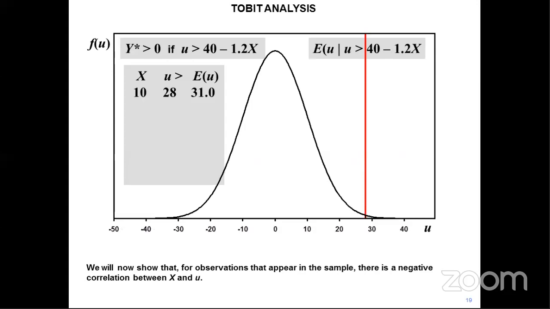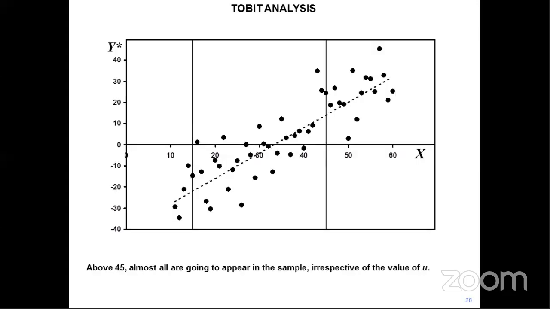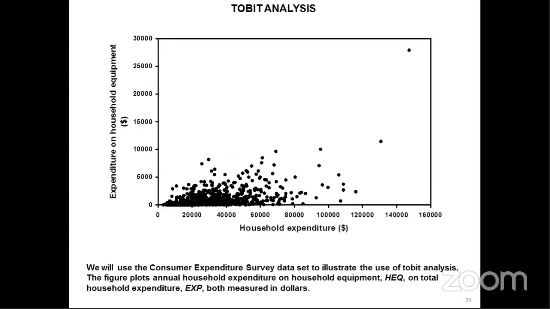The same is shown diagrammatically like this. I don't want to get into this part, and here is an example: the household expenditure by the households on consumption expenditure. Here we use the consumption expenditure survey data to illustrate the use of the Tobit model. This figure shows the annual household expenditure on household equipment, that is HUK, against the total household expenditure.